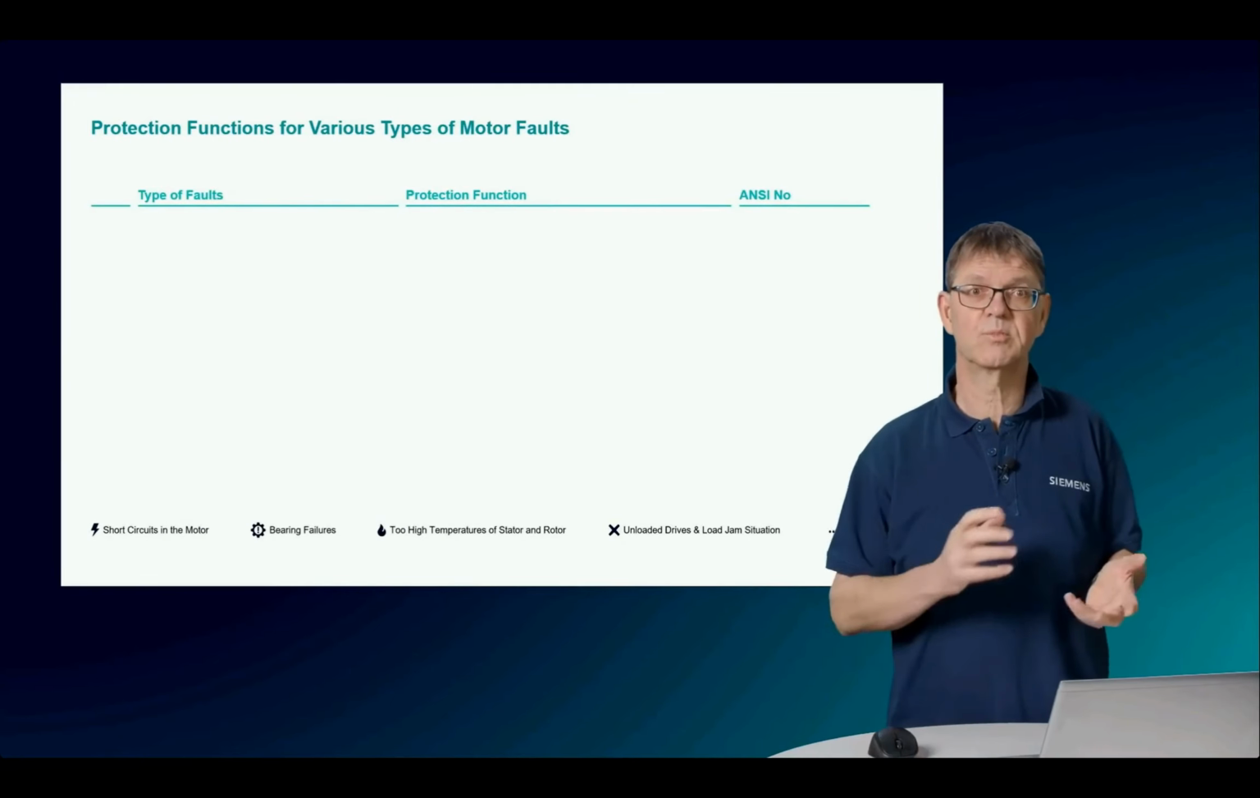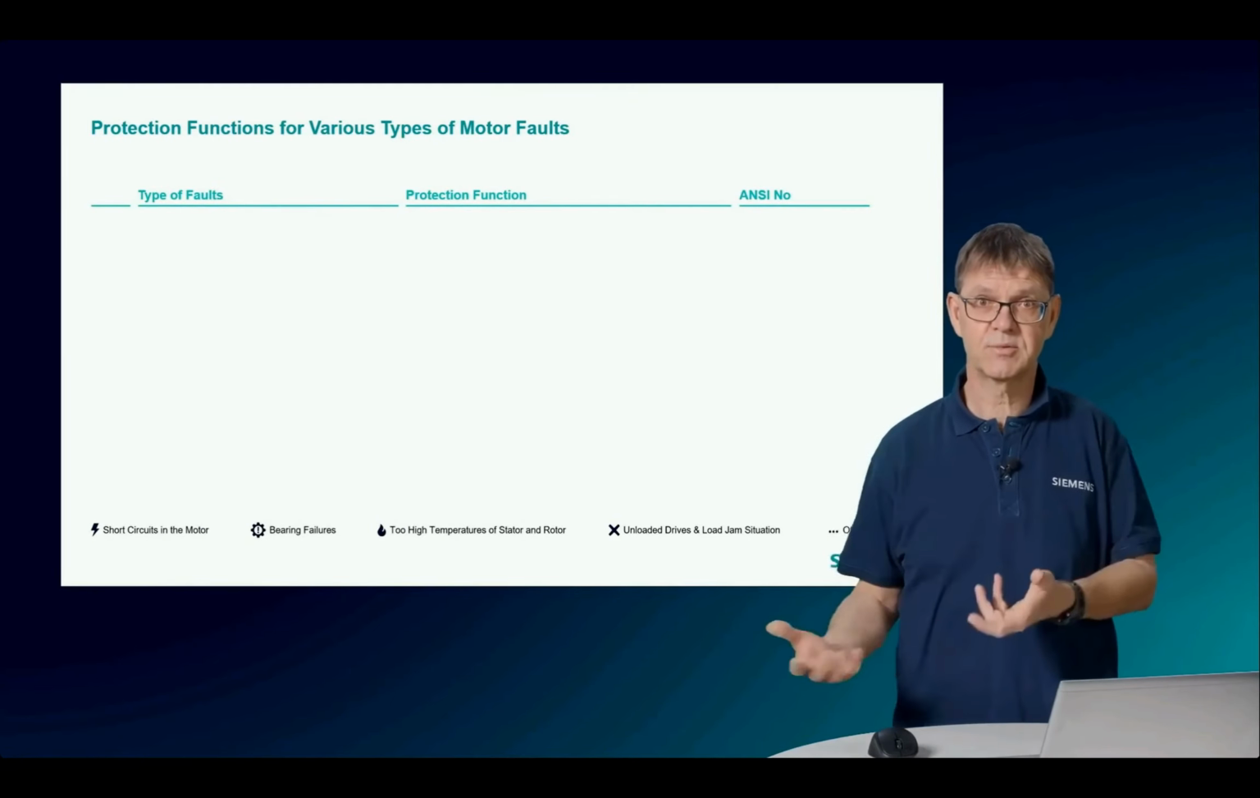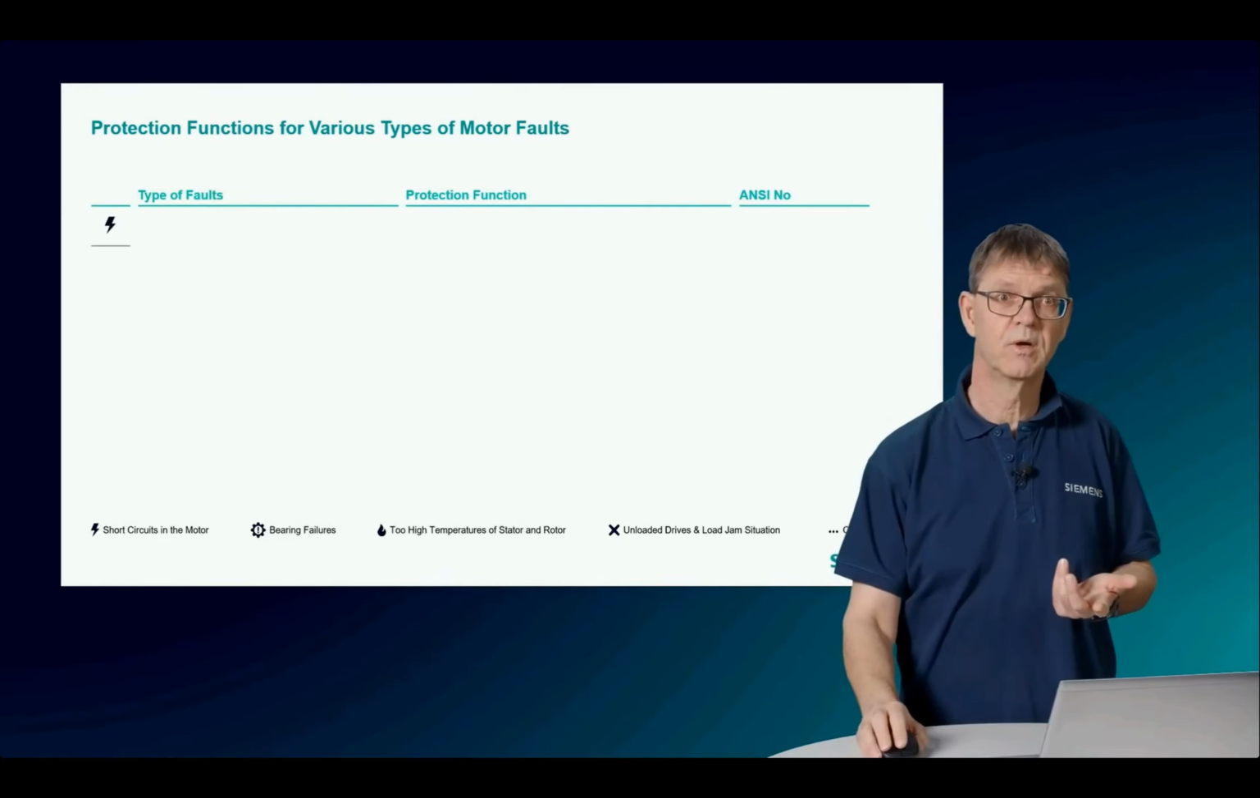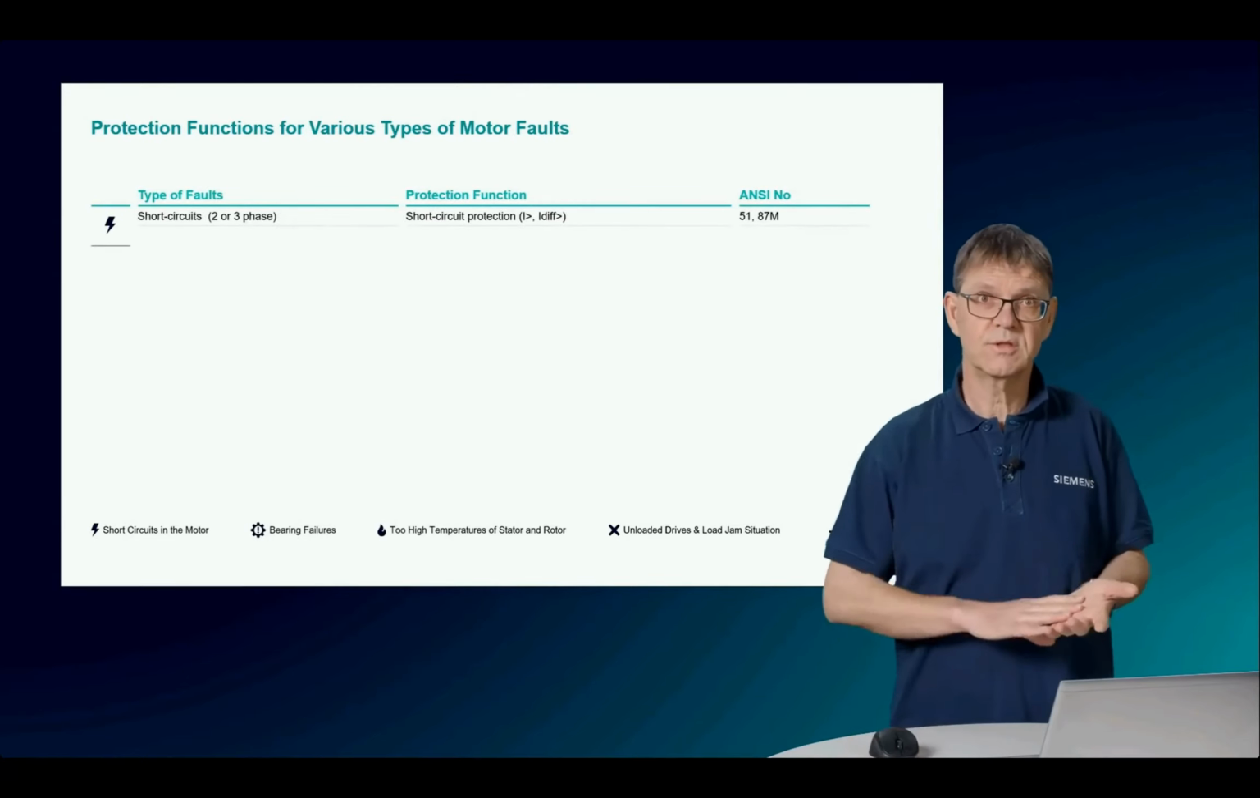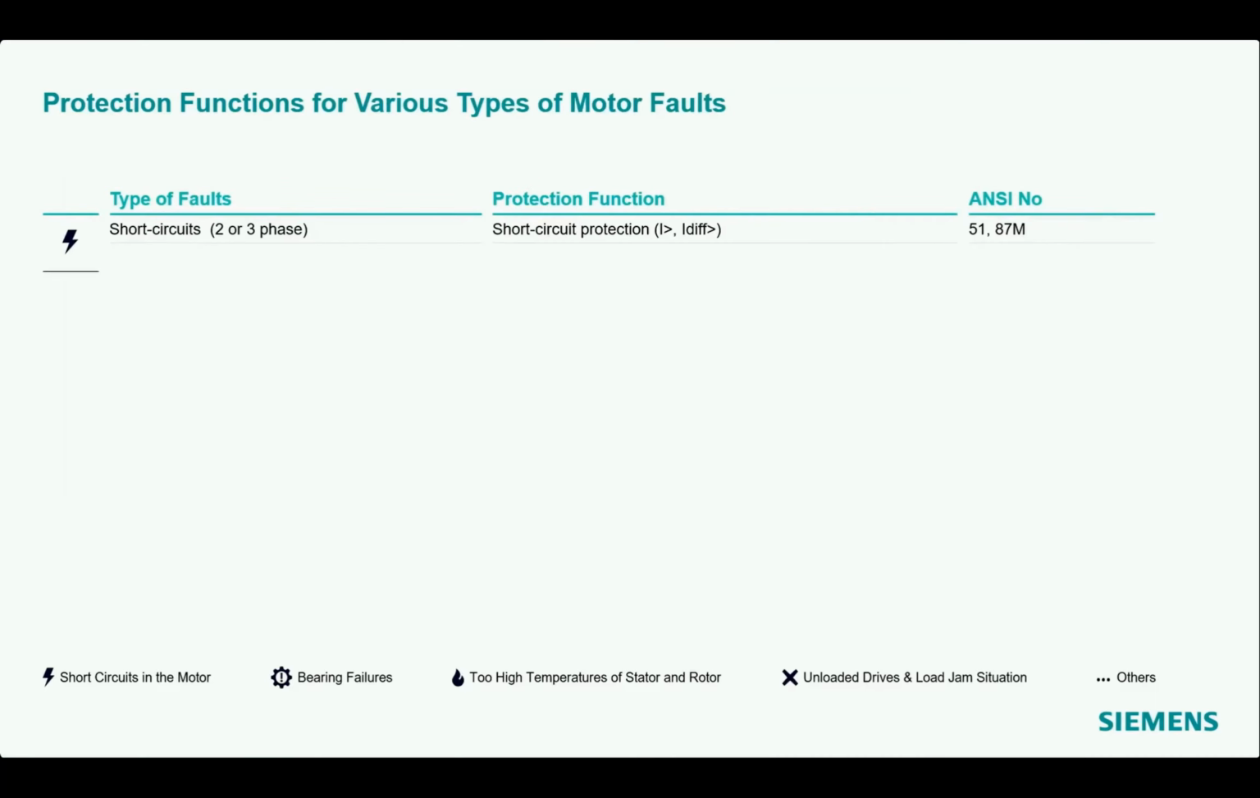Let's have a look at the protection functions for the various types of faults. Here an overview. First, let's talk about the short circuits. Here we have 2- or 3-phase short circuits. Here normally we have a short circuit protection, and this is an overcurrent protection in many cases. More sophisticated is a differential protection.